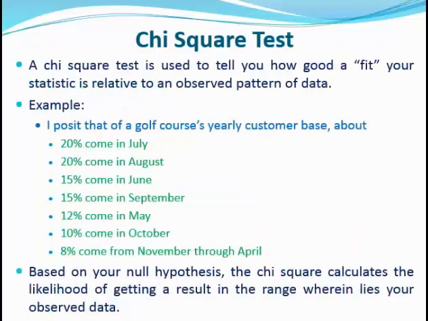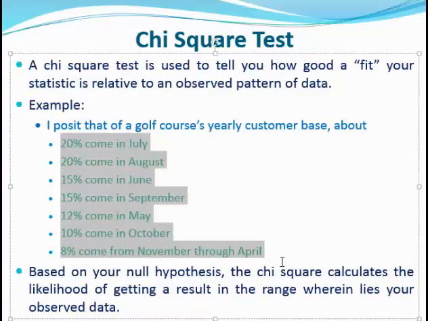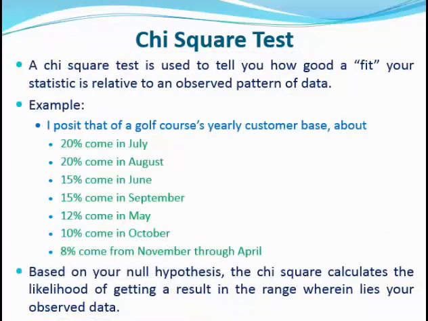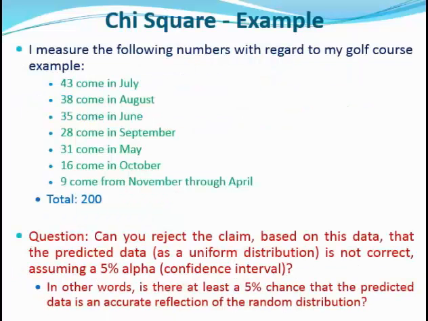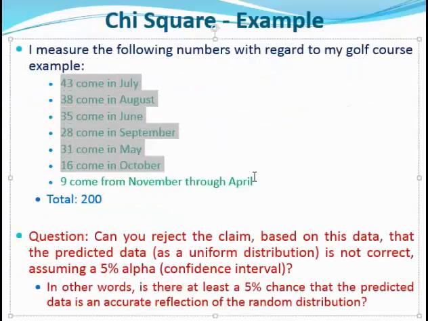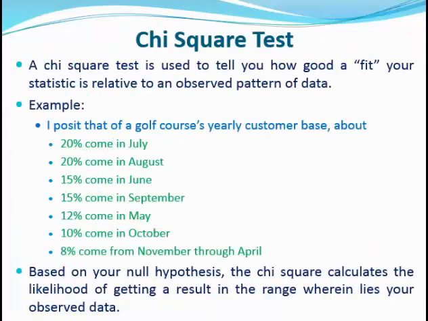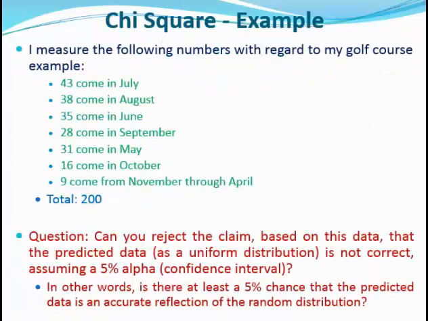So our question is, this was our original assertion, this was our original null hypothesis, that in any given year, this will be the likely distribution, about 20% each in the summer months, and obviously the further away you get from the summer, the fewer customers. And the question is, is this data consistent with this null hypothesis? That's what the chi-square is designed to measure.